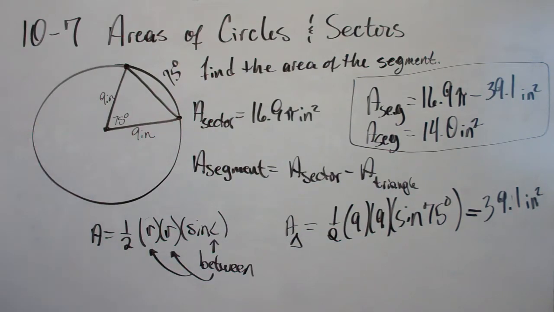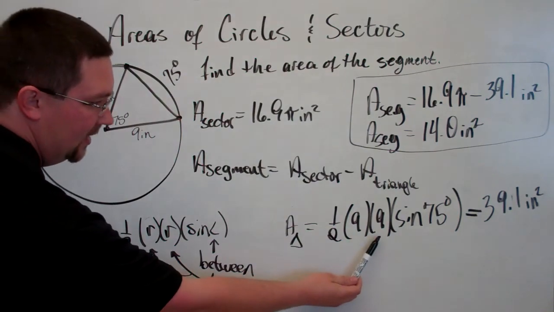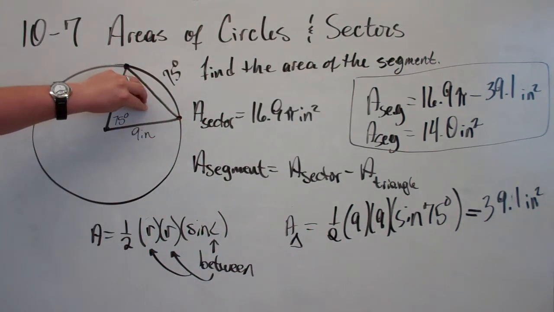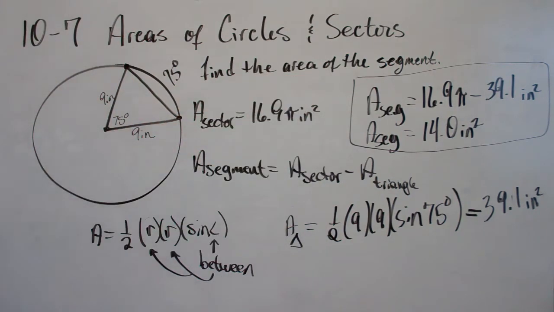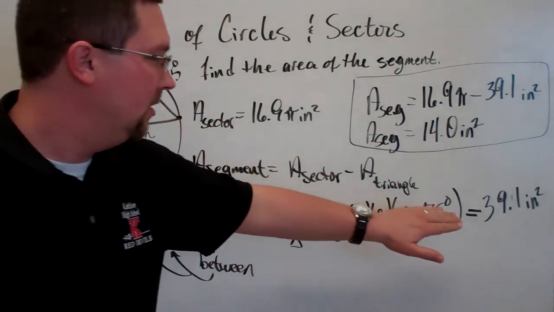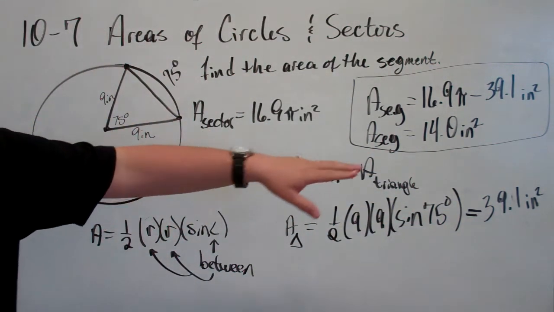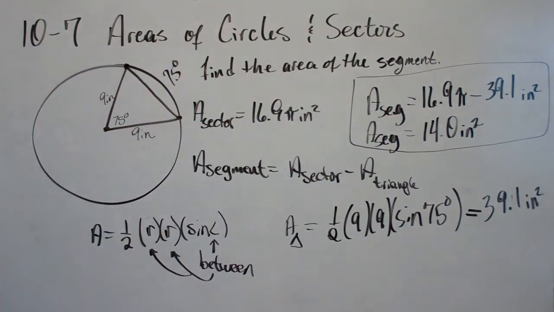So that's what we did here. Our radius is 9. 1/2 times 9 times 9 times the sine of 75. That gives us the area of this triangle. We already did the math to find the area of the sector. You just simply subtract the triangle from the sector. So 16.9 pi minus 3.1 is 14.0 inches squared.